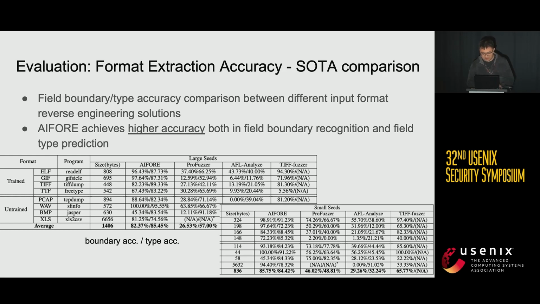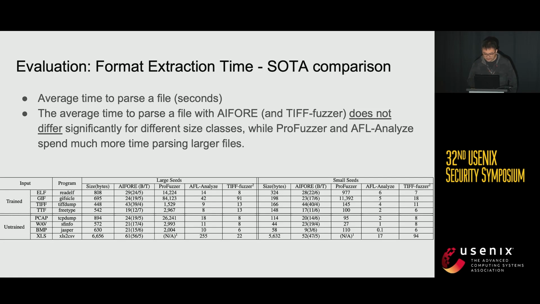Combining the boundary and type modules, we compare the format extraction performance with other format reverse engineering solutions. It results that AIFORE achieves higher accuracy both in field boundary recognition and field type prediction. As for the time performance, AIFORE also has a good result. The average time to parse a file with AIFORE and tfuzzer doesn't differ significantly for different size classes, while ProFuzzer and EPF Analyze spend much more time parsing larger files because they use a profiling method to get the type of the fields, which is exponentially proportional to the input size.